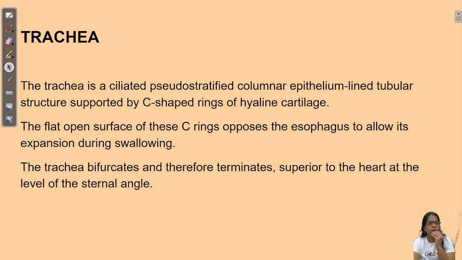The trachea has a ciliated pseudostratified columnar epithelium. You know the types of epithelium; we will also come across them in skin and so on. They have ciliated, thin brush-like structures that help in trapping pathogens and protecting the body from foreign particles. The trachea is a ciliated pseudostratified columnar epithelium-lined tubular structure supported by C-shaped cartilage rings. The flat open surface of these C rings opposes the esophagus to allow its expansion during swallowing. The trachea bifurcates and thus enters the lungs, superior to the heart at the level of the sternal angle.